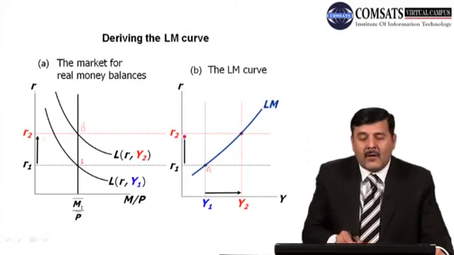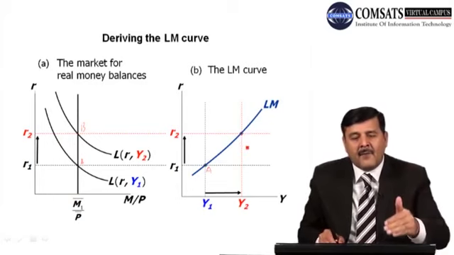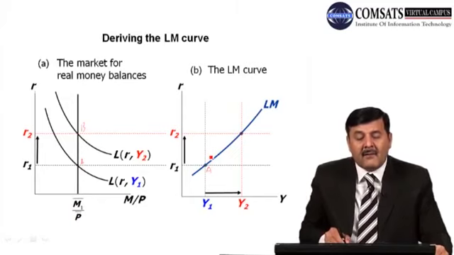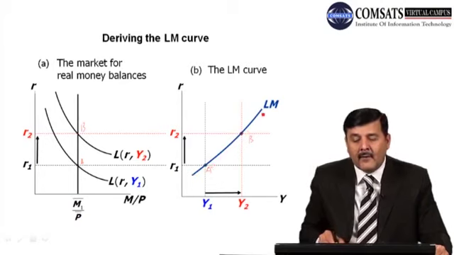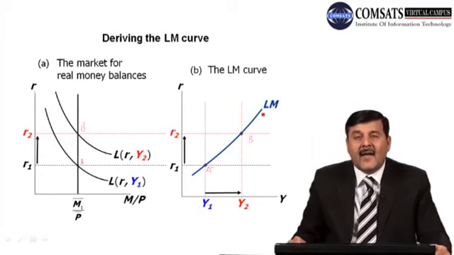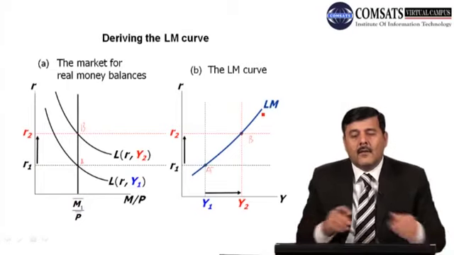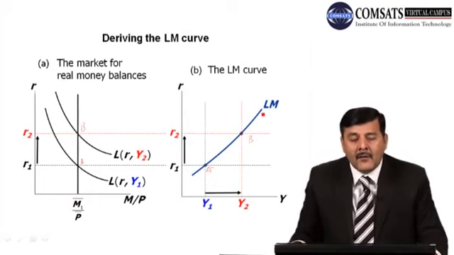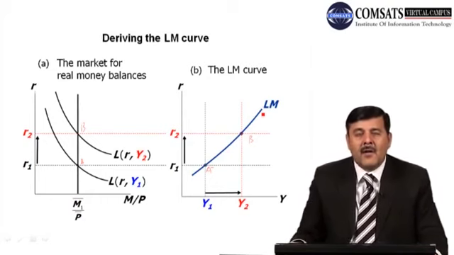Now corresponding to this point we have another point, where with the increase in R, the demand for money has increased, and with the rate of interest rising, what will happen to income here? We have a point B in this diagram. Now if we combine these two points in the money market, we'll get the LM curve. So this is how we can derive the LM curve by using the equilibrium in the money market.